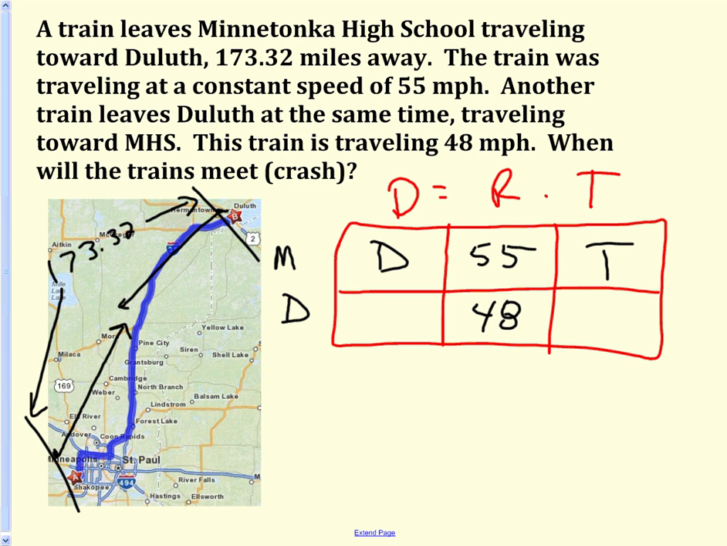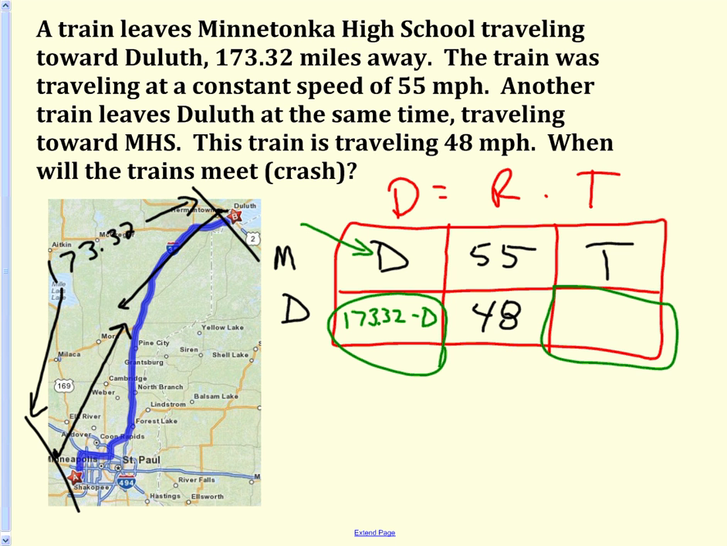So now, this is where you earn your money, or where you earn your title of accelerated student. That box and that box. Those are the hard ones. All right. If I know the distance total is 173 about, and this is the part that the Minnetonka train did, then what did the Duluth train have to do? Yes. 173.32 minus D. Very good.